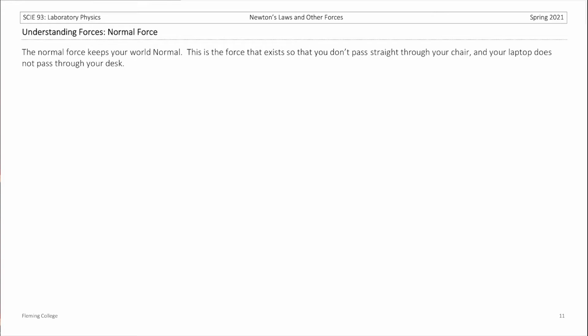So again, let's consider where the normal force applies. We'll draw an object on a surface. Because this object is in contact with the surface, it has a normal force. And we represent the normal force with an F and a subscript capital N.